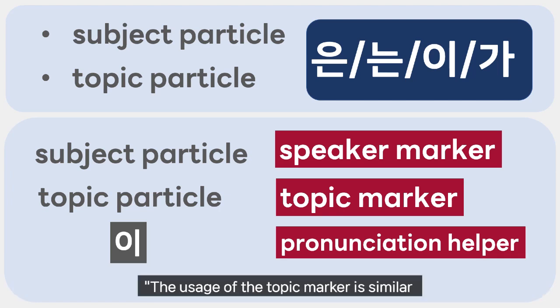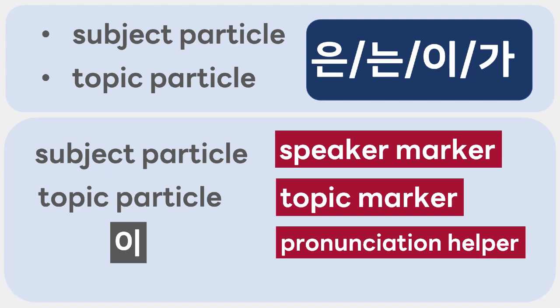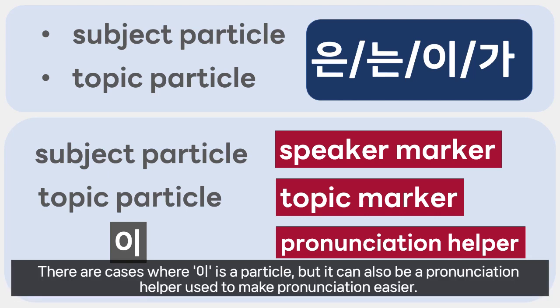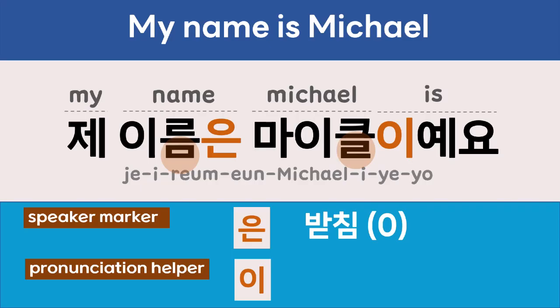The usage of the topic marker is similar to that of the speaker marker, with the difference being that it indicates the topic of the conversation rather than the speaker. There are cases where 이 is a particle, but it can also be a pronunciation helper used to make pronunciation easier. Therefore, I created the term pronunciation helper to describe it. So, let's go over it again.